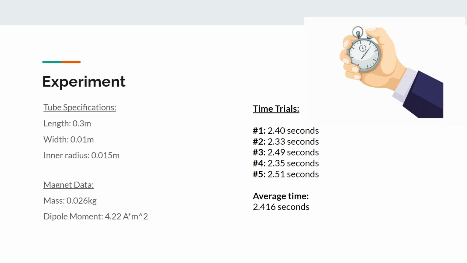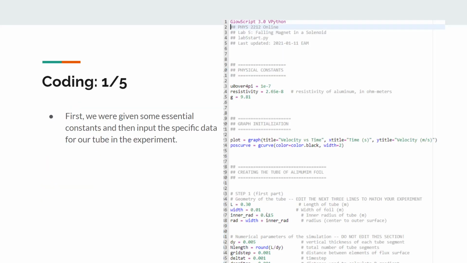So in the experiment, the tube we used was 30 centimeters, width was 0.01 meters, inner radius was 0.015 meters, magnet was 0.026 kilograms, dipole moment was 4.22 amps times meter squared, which was the same value we used in Lab 3. Then these were the time trials with an average time of 2.416 seconds.